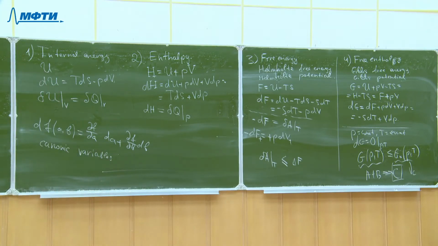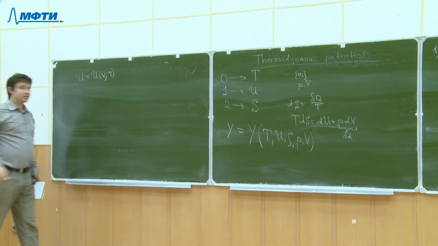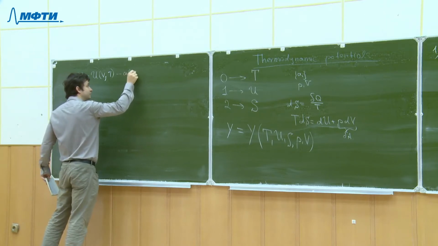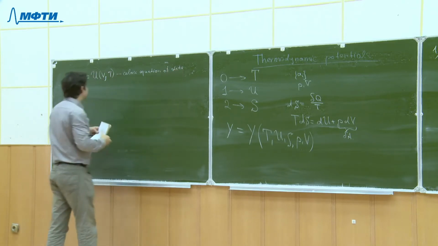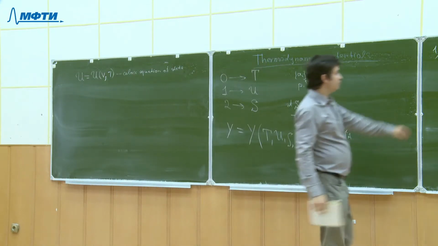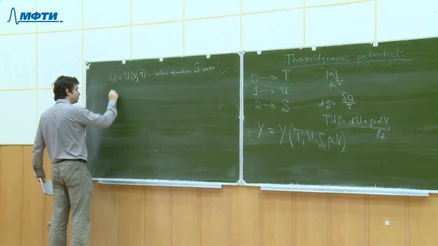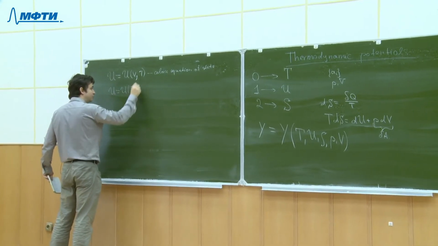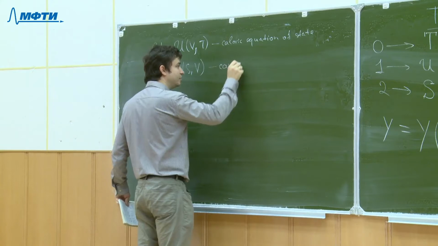So let's see the main difference from the variables which I have discussed before. For example, I have said that if you have internal energy as a function of, for example, volume and temperature, then this is called caloric equation of state. As you see, it's pretty much different from having an internal energy as a function of entropy and volume. When you have your internal energy as a function of entropy and volume, then this is called not a caloric, but canonic equation of state.